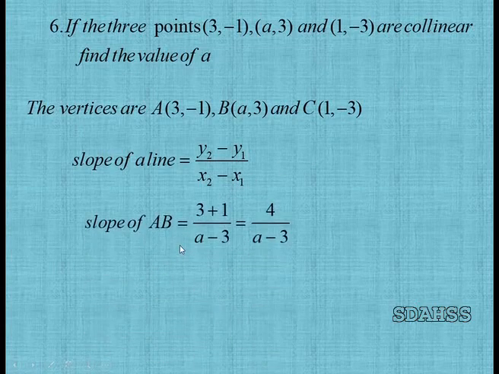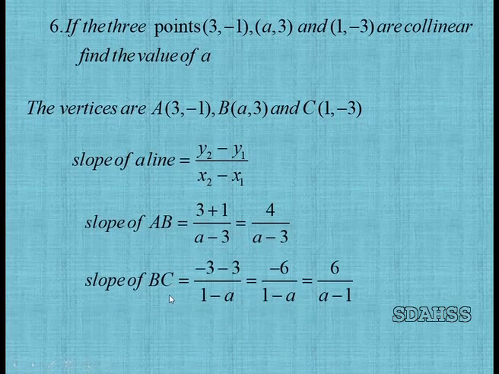Slope of AB is equal to, this is x1 y1 and this is x2 y2. Substitute the values. So you have 3 plus 1 divided by a minus 3, which is 3 plus 1 means 4 divided by a minus 3. And then find slope of BC. Slope of BC is equal to, now this is x1 y1 and this is x2 y2. Substitute the values. So minus 3 minus 3 divided by 1 minus a.